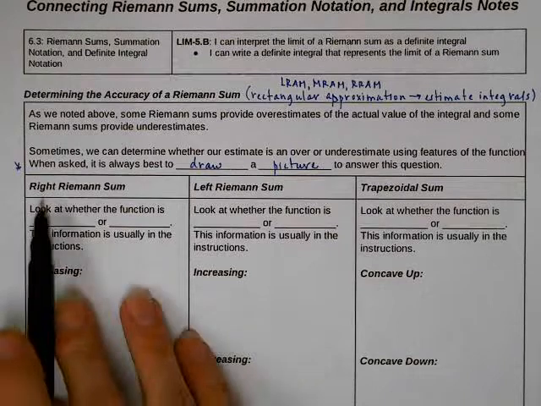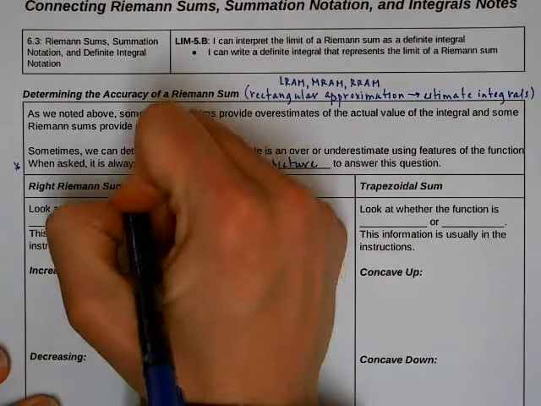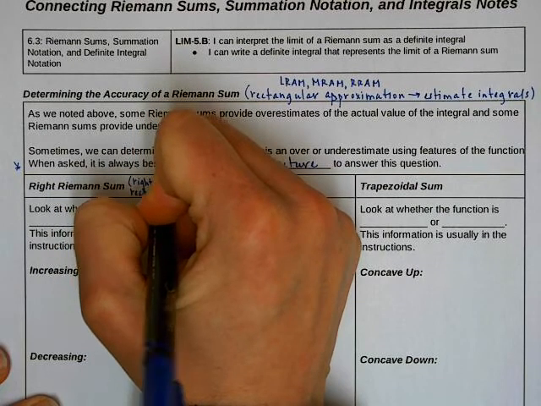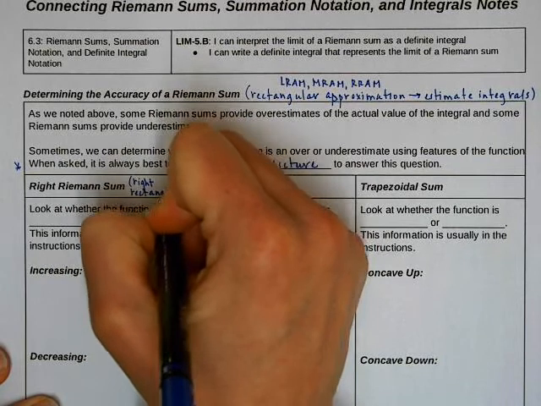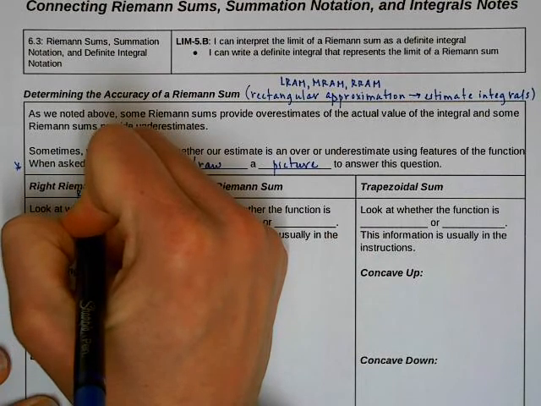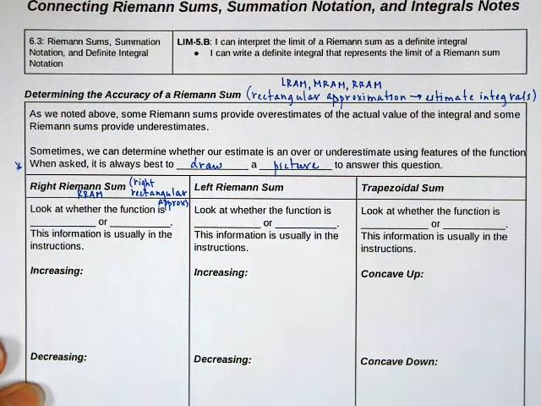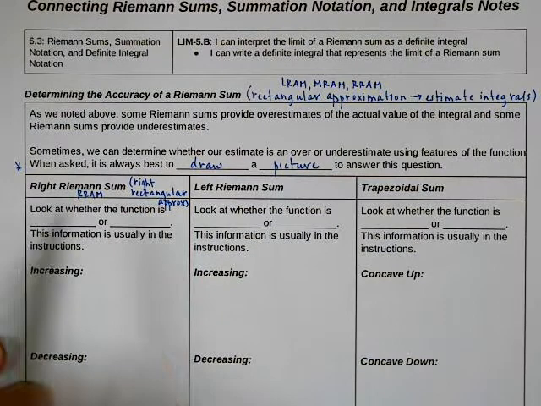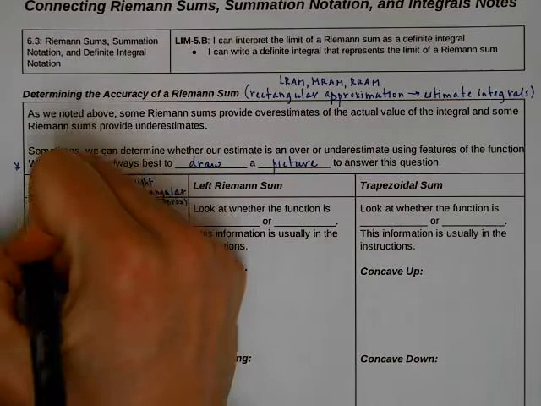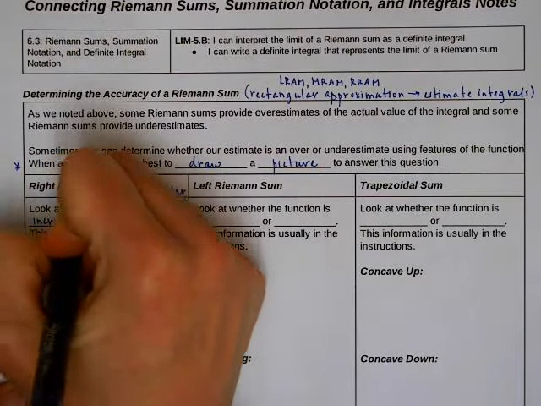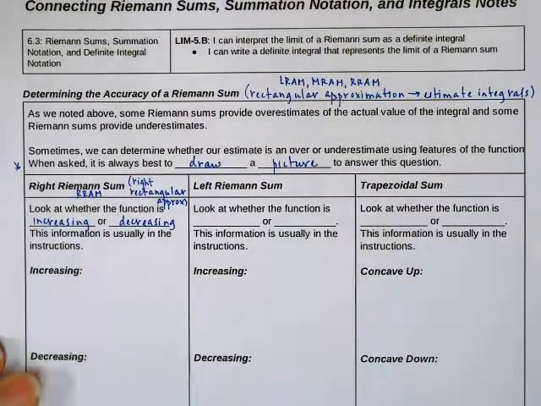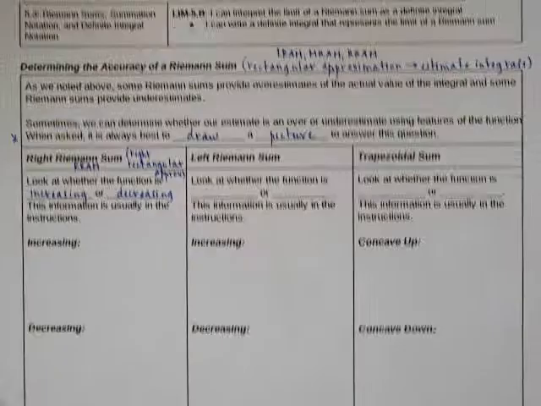So let's think about a right Riemann sum. Another way of thinking about this is our right rectangular approximation, or what we call RRAM. If I want to determine whether this right Riemann sum is an over or underestimate, I'm going to look at whether the function is increasing or decreasing. And that information is usually going to be given to us in the instructions. So let's take a look.